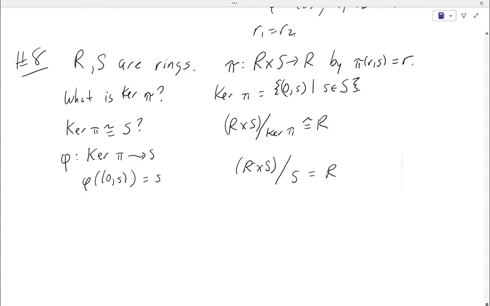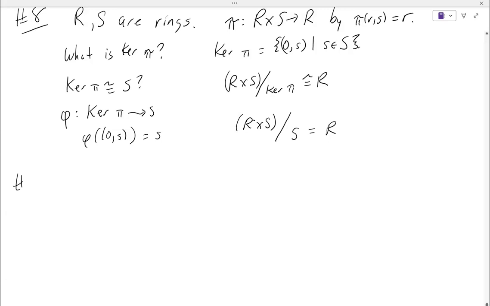Oh, let's look at number 21. This one wants us to show that if I take the integers mod 20 and mod out by the ideal generated by 5, I get something that's isomorphic to the integers mod 5.